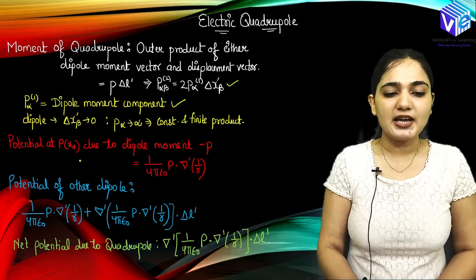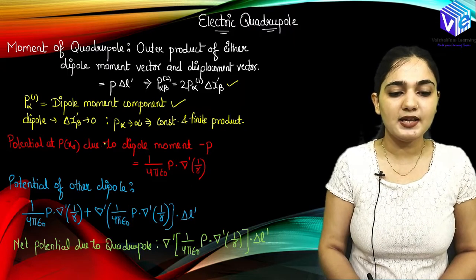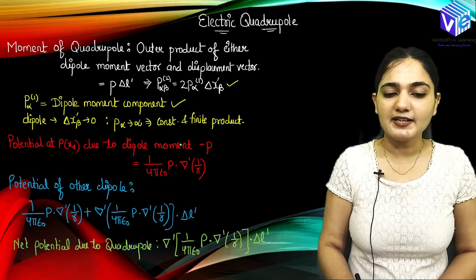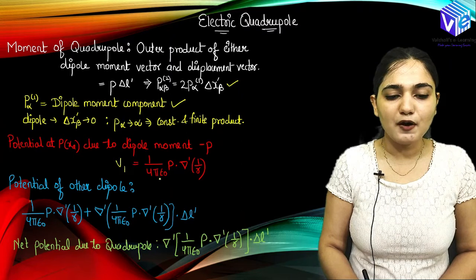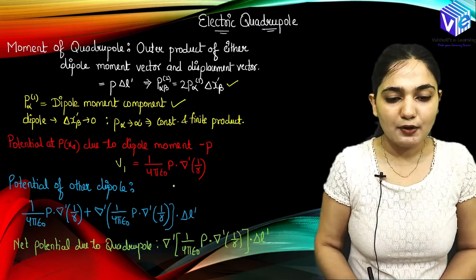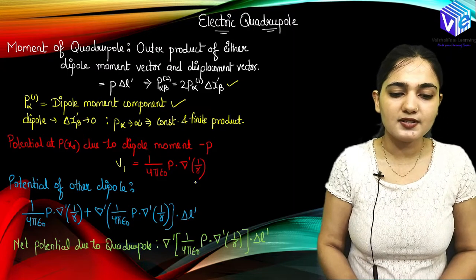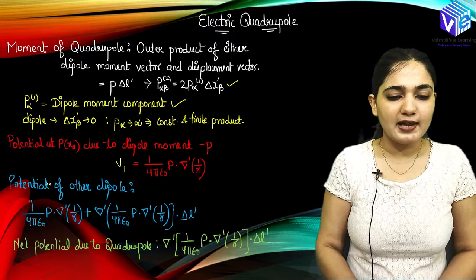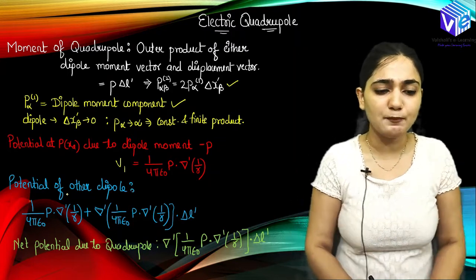Now coming to the potential. You can remember the formula: potential at the point P due to the dipole moment minus P. For the dipole moment minus P, I can find out potential V1. It is given as 1 upon 4 pi epsilon naught P dot del dash 1 upon R, right? So this is the potential formula, right? For a dipole, we have calculated it. I hope you remember how we calculated the potential of the dipole.